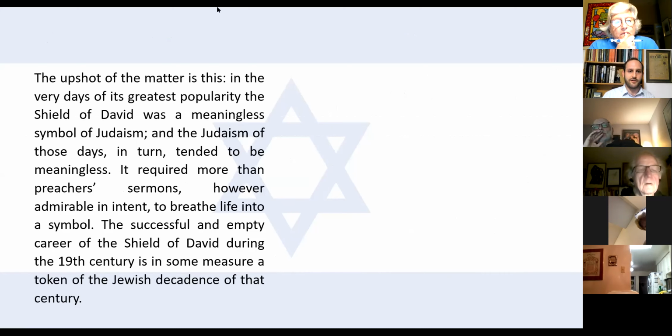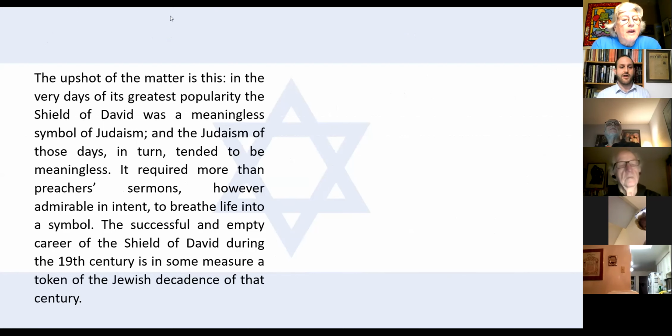So again, skipping through towards the next part of his article, here's his own summary at the end. "The upshot of the matter is this. In the very days of its great popularity, the Shield of David was a meaningless symbol of Judaism. And the Judaism of those days, in turn, tended to be meaningless. It required more than preachers' sermons, however admirable their intent, to breathe life into a symbol. The successful and empty career of the Shield of David during the 19th century is in some measure a token of the Jewish decadence of that century." So, again, not necessarily inspiring words, unlike what we read from Rabbi Moshe Feinstein. This is just depressing. Don't worry, he's not done making us sad.